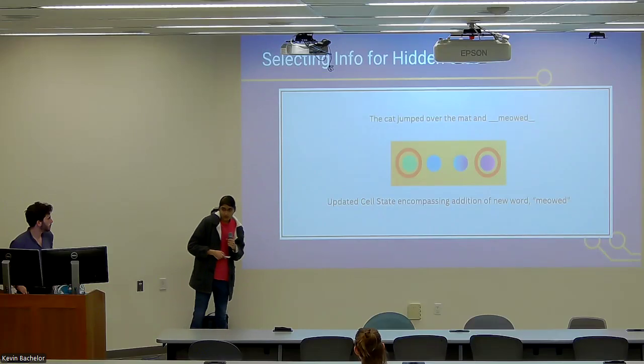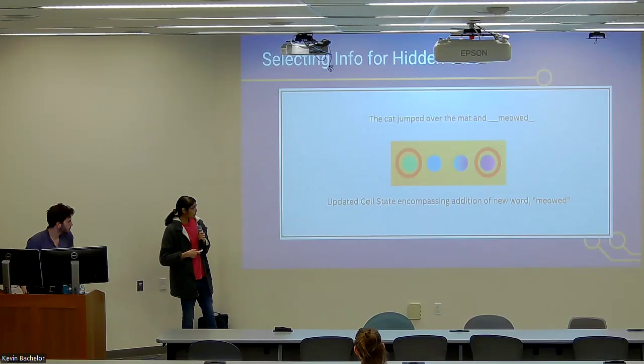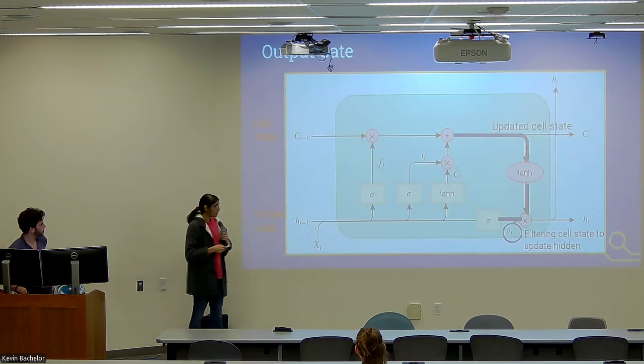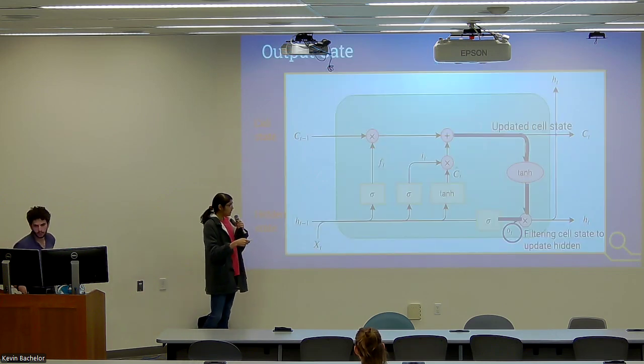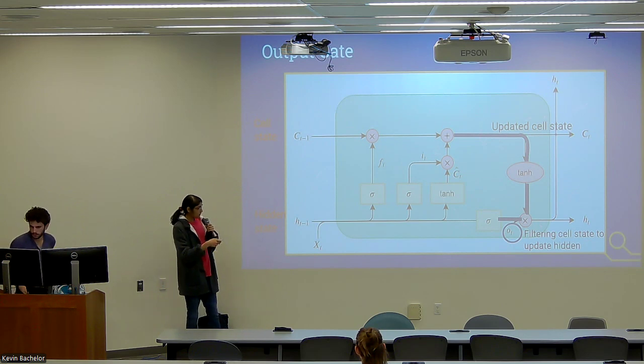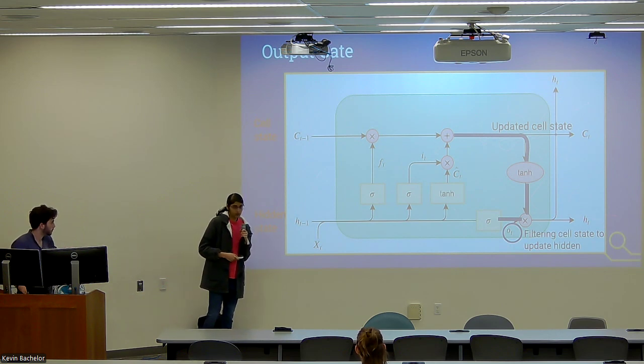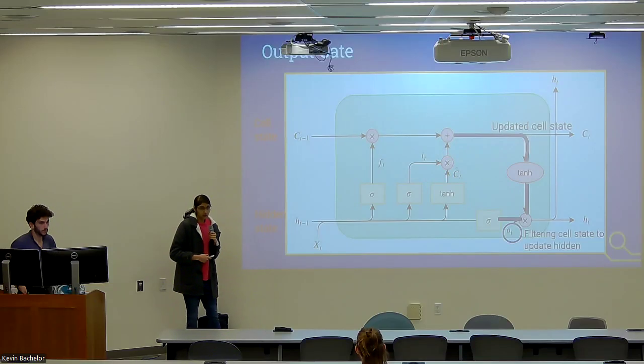If you look at our example, we had this final cell state, and we just picked out information, and that's how we updated our hidden state. We're going to do that same process. We take our updated cell state and apply the output gate to it. This is how we get our final hidden state. Any questions on this?